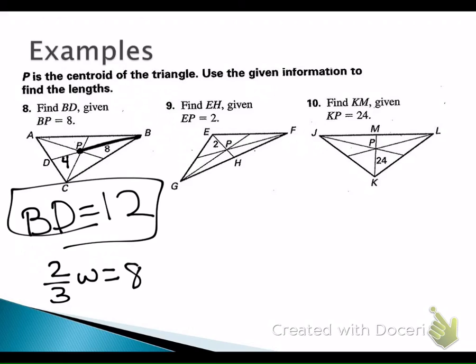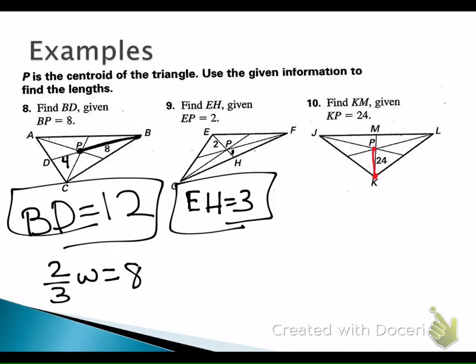All right, so on number 9, if the longer segment is 2, how long would the shorter segment be? 1. And what's 2 plus 1? 3. So EH would equal 3. And then number 10.